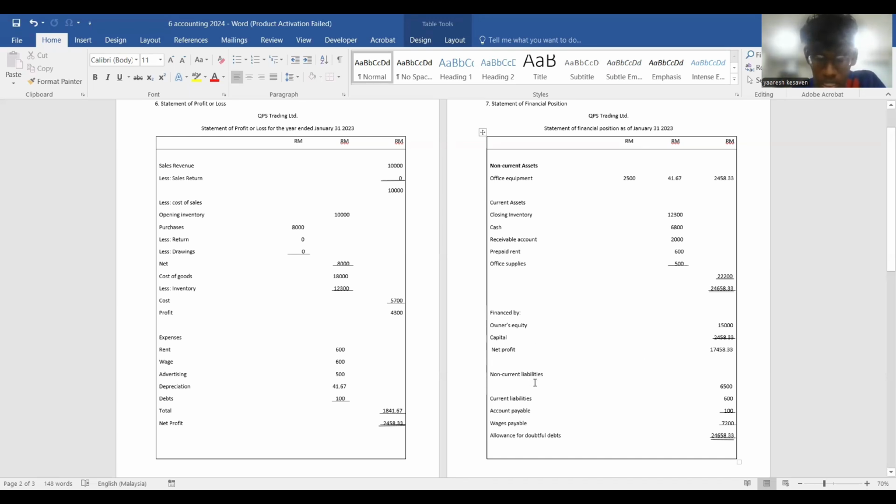Moving on to non-current liabilities. There's an amount for the current liabilities, which is 600. Current liabilities for 600, 500, and then accounts payable, wages payable, and then the total amount will be the same. We should be getting the same amount from the top and the bottom. So that's about it. Thank you.